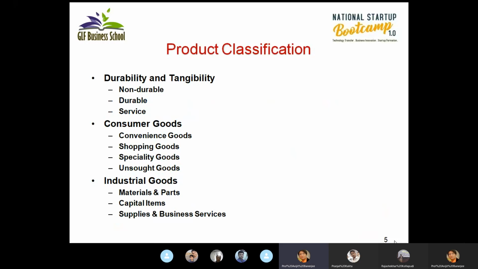Durability and tangibility. Products that fall under this category fall into 3 groups according to their durability and tangibility. Non-durable goods, for example, soft drinks or shampoo. Durable goods, for example, refrigerator, washing machine, etc. And services.